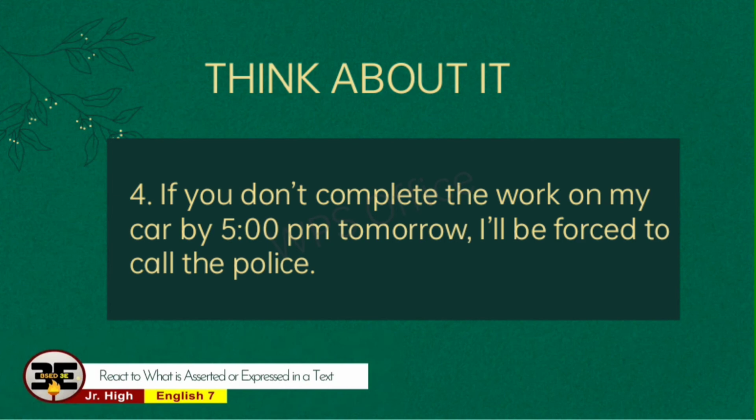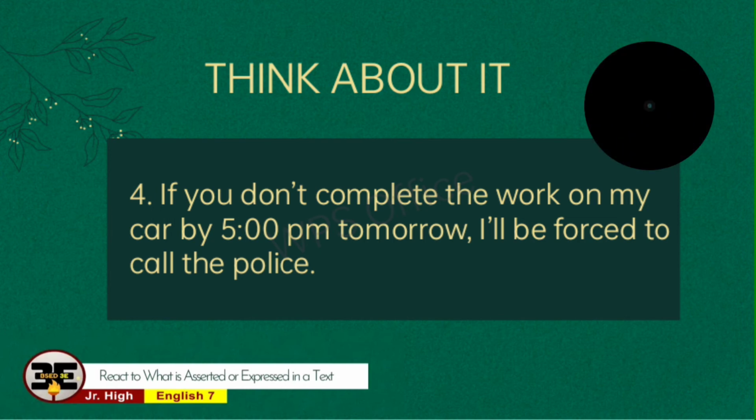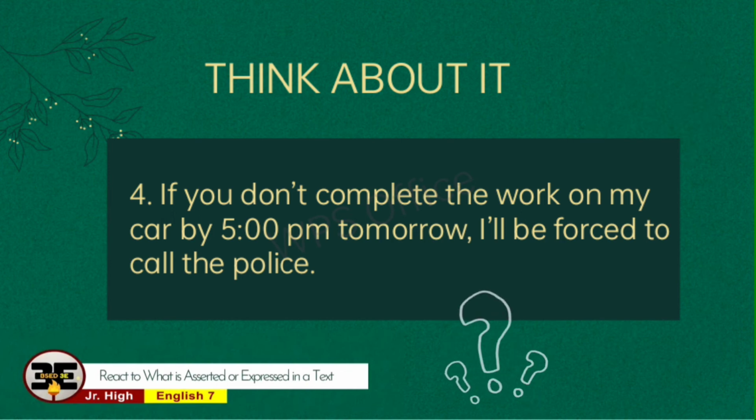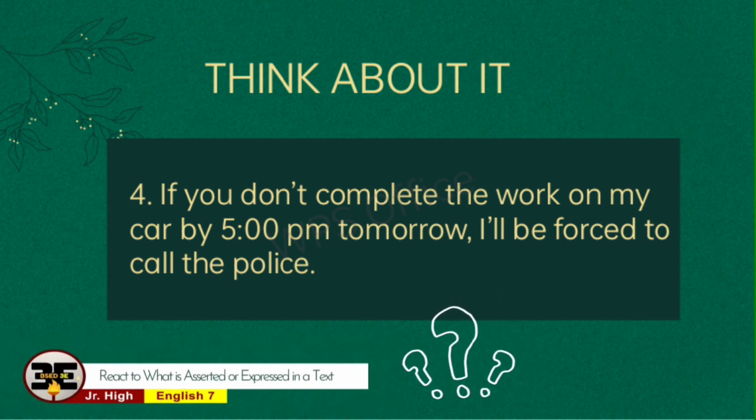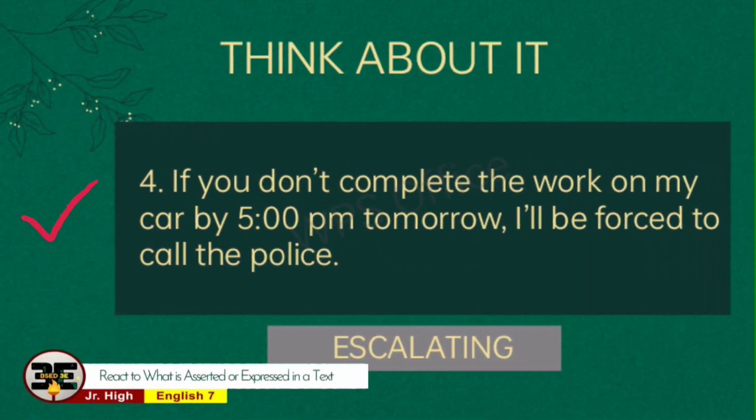Number 4. If you don't complete the work on my car by 5 p.m. tomorrow, I'll be forced to call the police. The type of assertion expressed in the sentence is... Are you ready to reveal your answer now? That's right! The answer is escalating assertion.